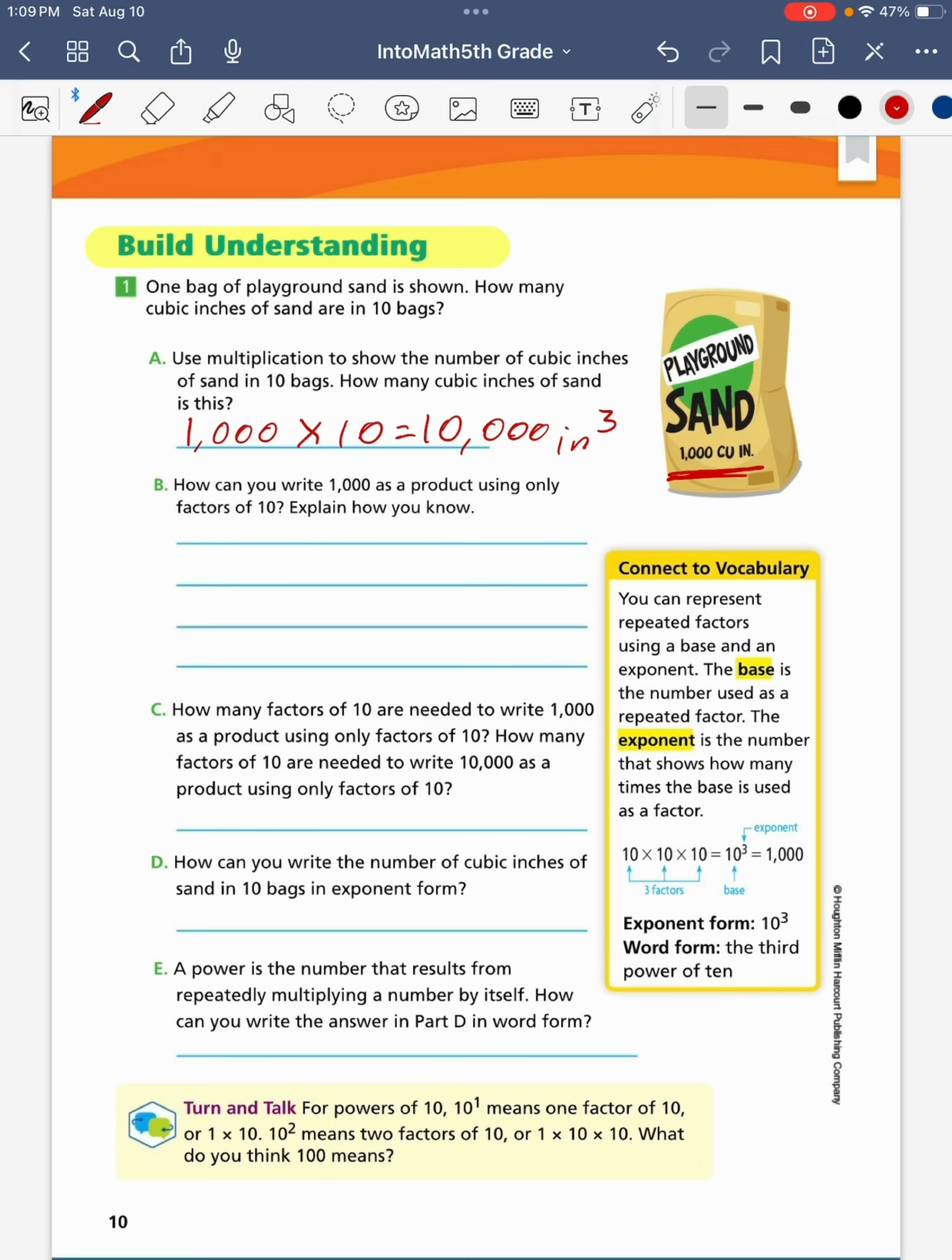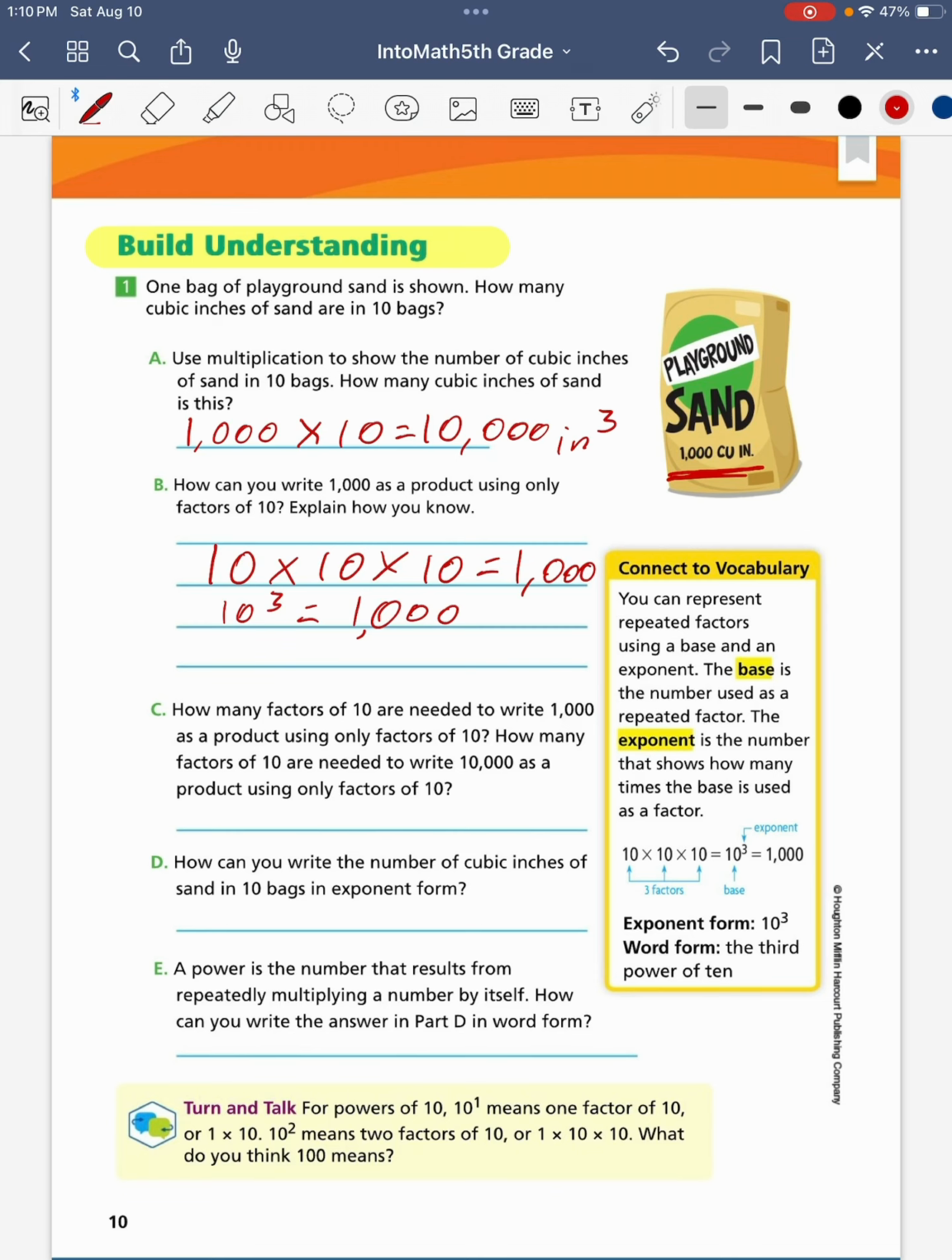So in question B, it's asking, how can you write 1,000 as a product using only factors of 10? Explain how we know. So as factors of 10, we have 10 times 10 times 10 will give us a product of 1,000. We can also write this as 10 to the third power to represent 1,000. I apologize for putting my comma in the wrong place. 10 to the third power equals 1,000.